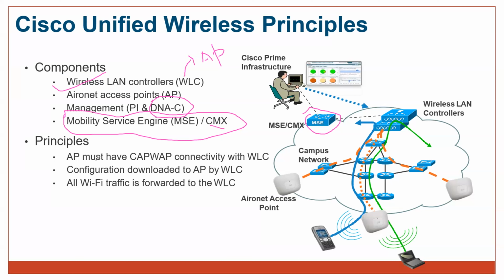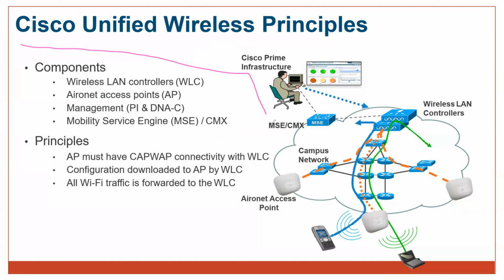Now, what's the principle? Let's see the principle. The AP must have CAPWAP connectivity with the WLC, meaning you should have the control plane and data plane tunnel. Then the configuration is downloaded to the AP by the WLC. Who is the controller? WLC. So the WLC can configure everything and the AP will download all those configurations. All Wi-Fi traffic is forwarded to the WLC. That's right, the control plane traffic will be forwarded to the WLC. Now this is the principle of wireless networking, and these are the components.